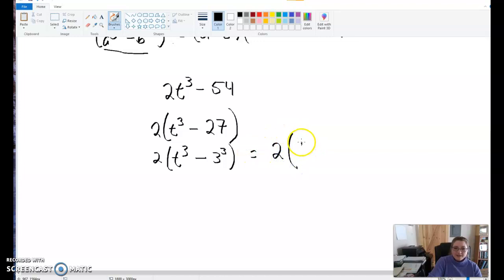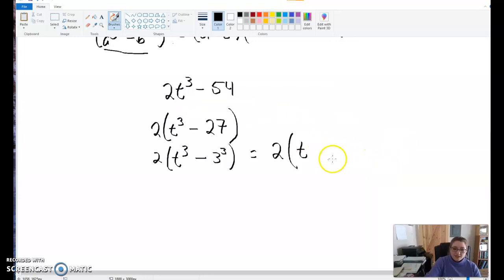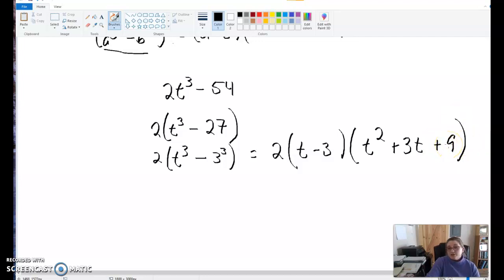2 times t, and I'll scroll back up here so you can see it's going to be minus b, so minus 3, times t squared plus 3t plus 9. And that is going to be our complete answer. We can't factor this any further, so that is how you go about factoring it.